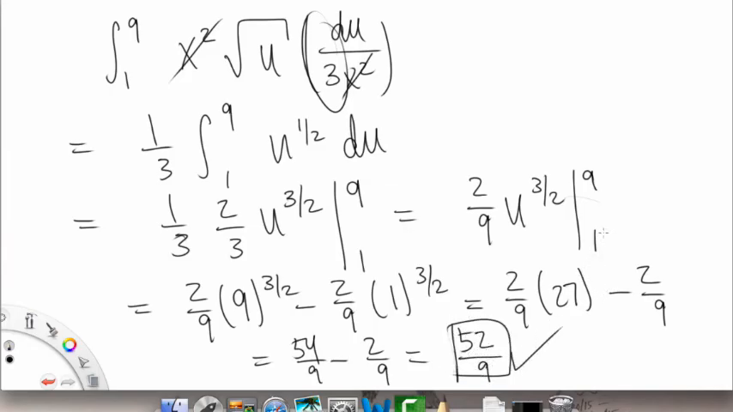Okay, so we get the same answer. This was the second method, where at the end we didn't switch back into x's, but we just stayed in u. Therefore, that was a complete change of variables.